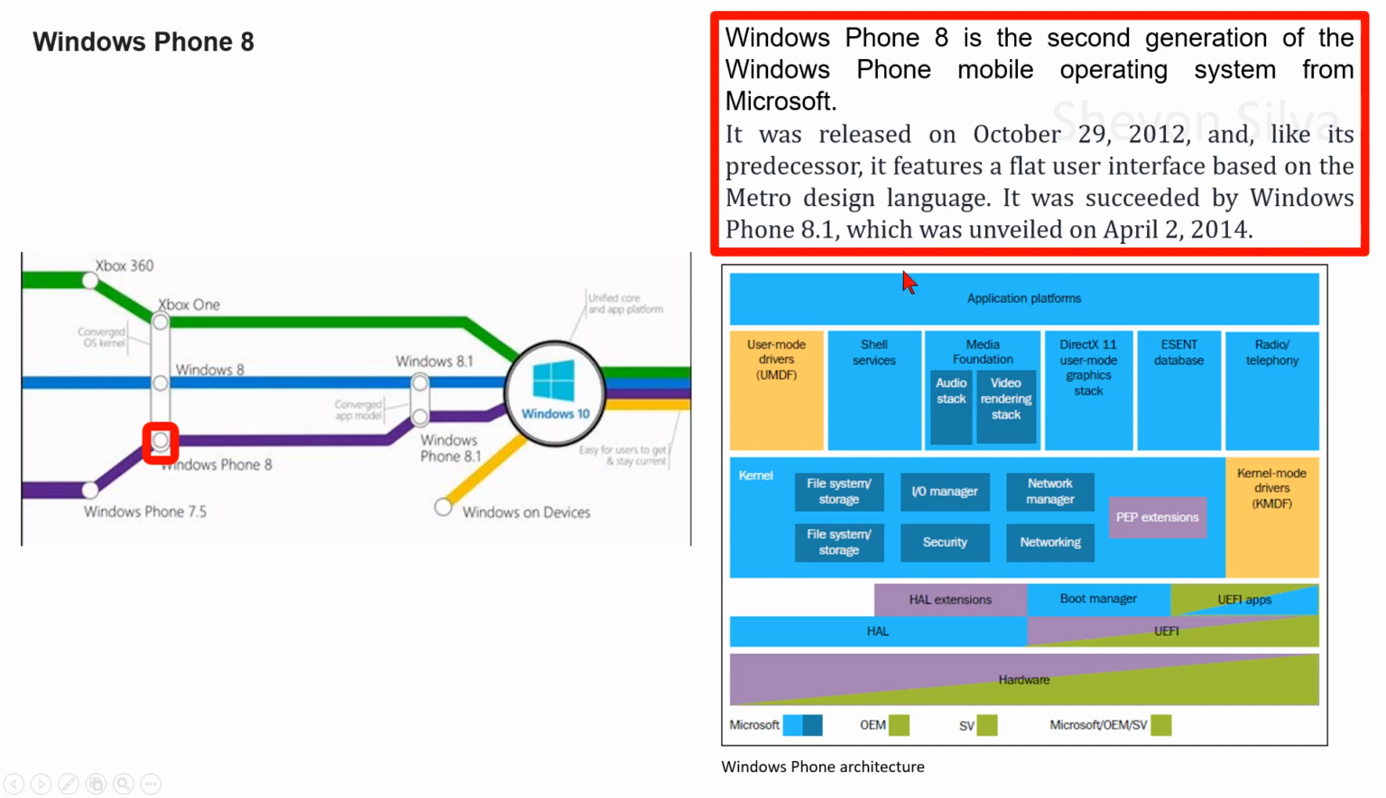In this diagram, you can see in blue the ownership is from Microsoft, and OEM ownership is in this color, and SoC is in this color, and Microsoft, OEM and SoC is in this color.